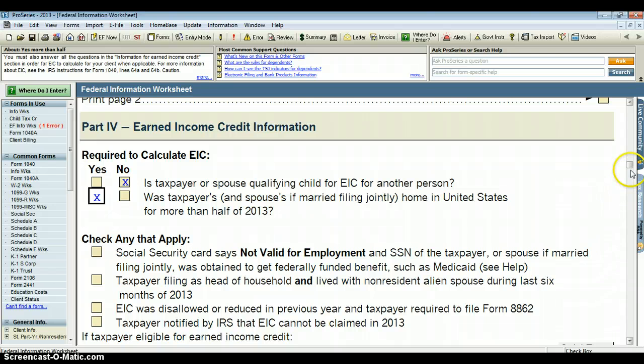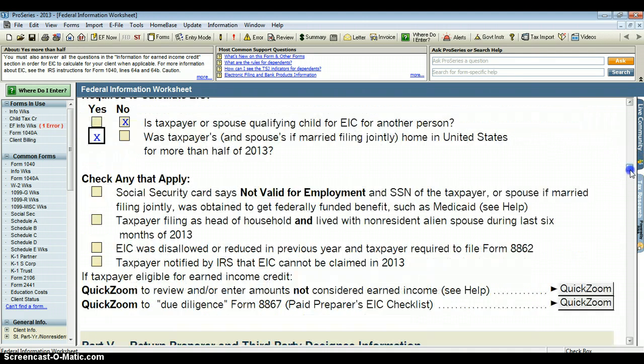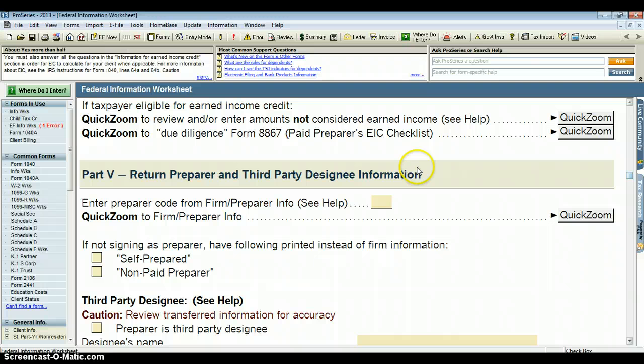Okay. And then the next important thing is to go down to the bottom and put in your code. That way you can get paid for typing this information in. And that's how you start off with a new client. In the next video, input the W-2s for the taxpayer.